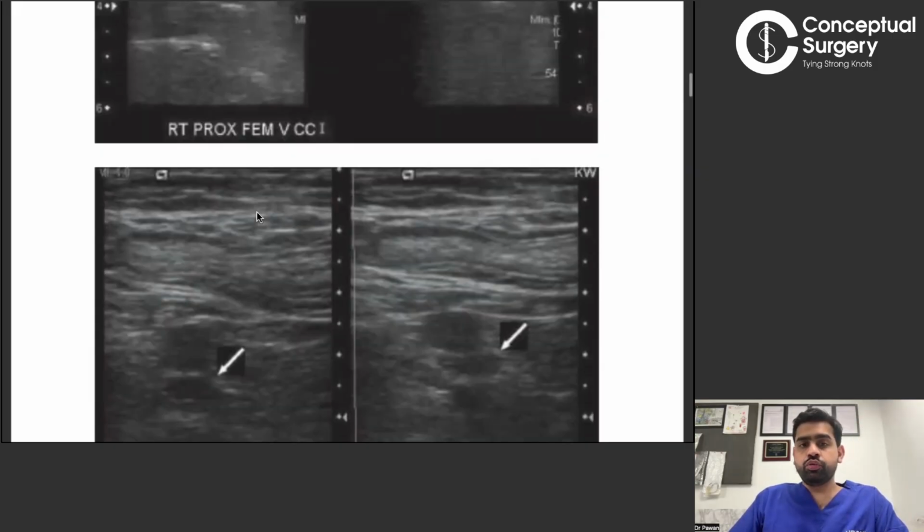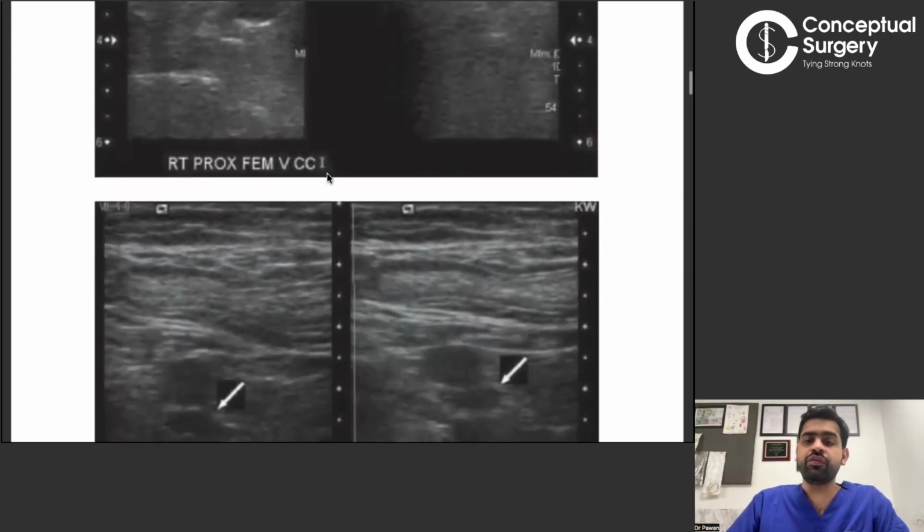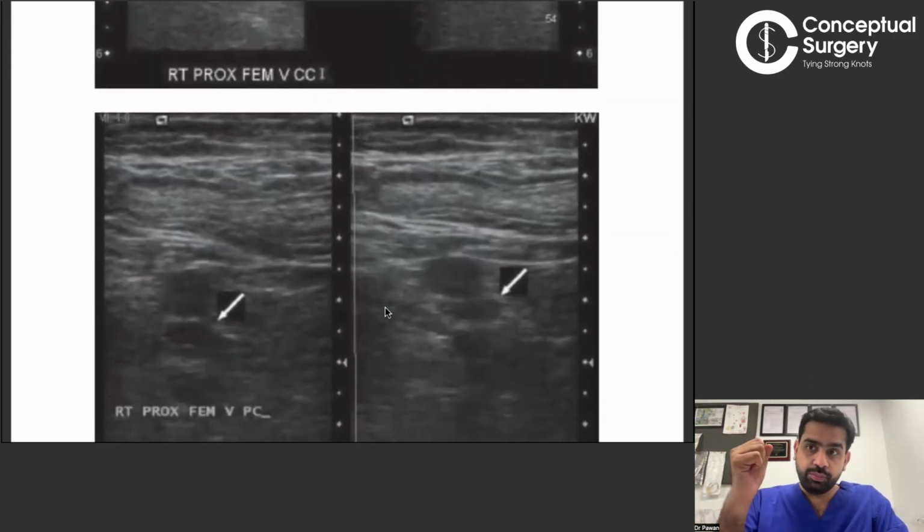So what I was talking about was compression testing. In normal individuals, when you do the compression testing, the vein is going to collapse completely. But if there is a patient with a DVT, on giving compression the vein is not going to collapse completely. There's going to be a partial collapse of the vein. So that is the difference in the compression testing.